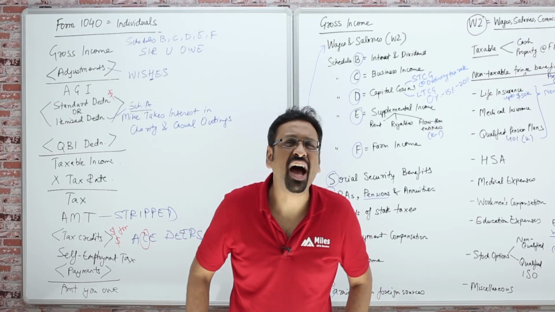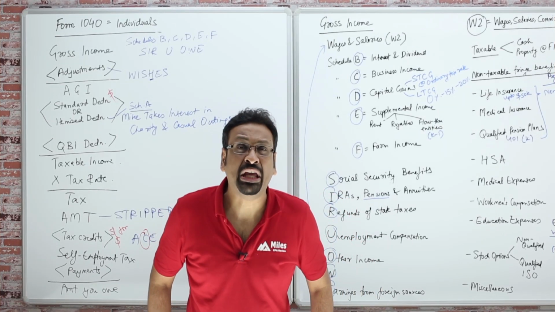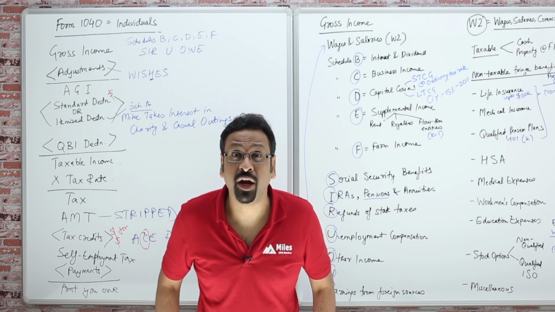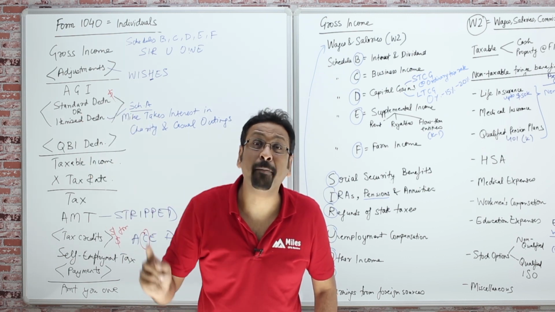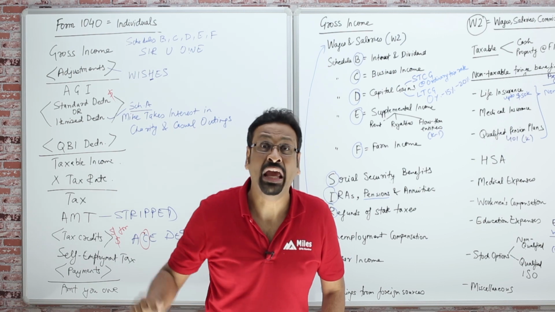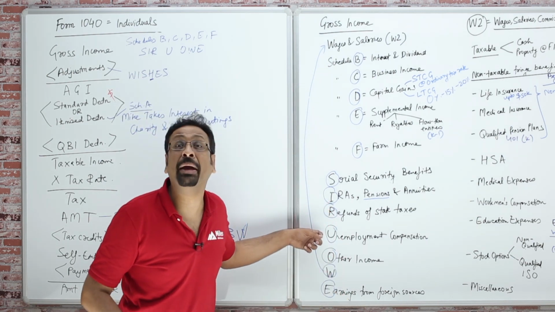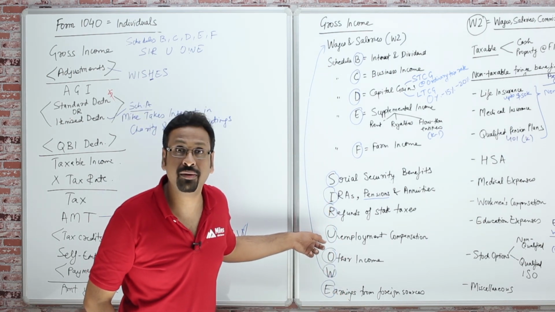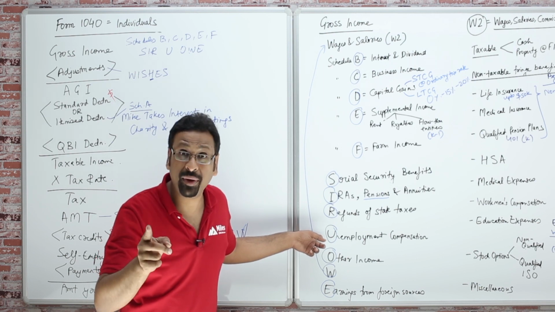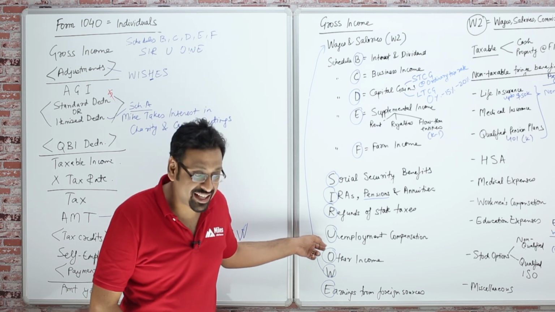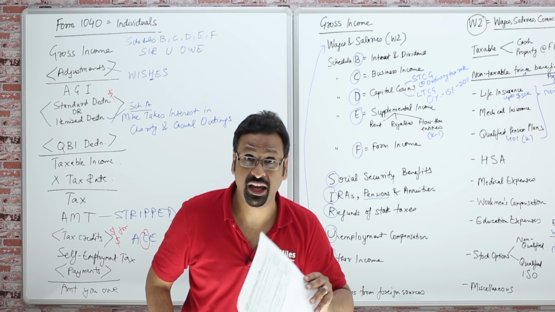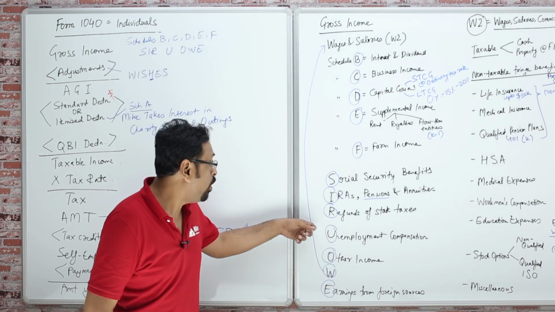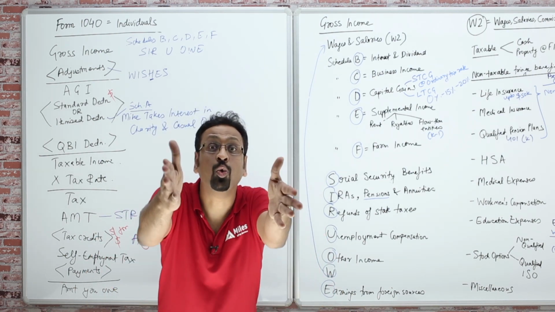Let's say you haven't been able to find a job. You are unemployed. Uncle Sam will take care of you. He's going to give you unemployment compensation. But that unemployment compensation will be taxable on your 1040, because that's the U of SIR-UO.